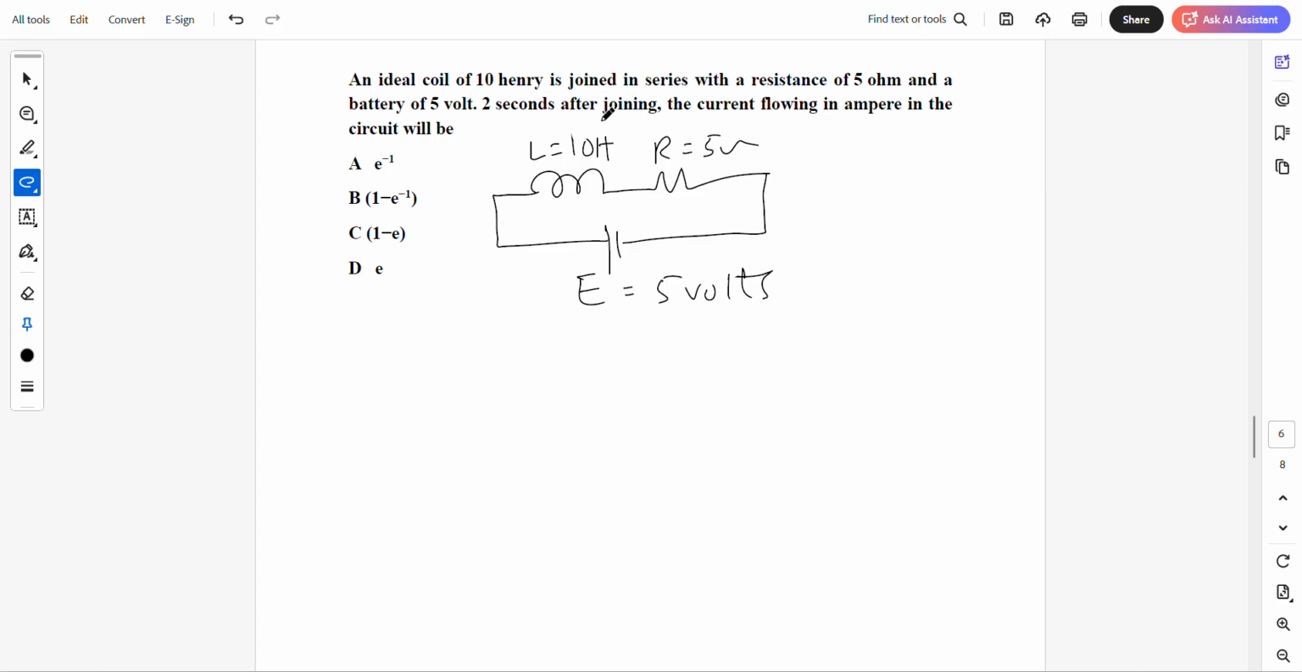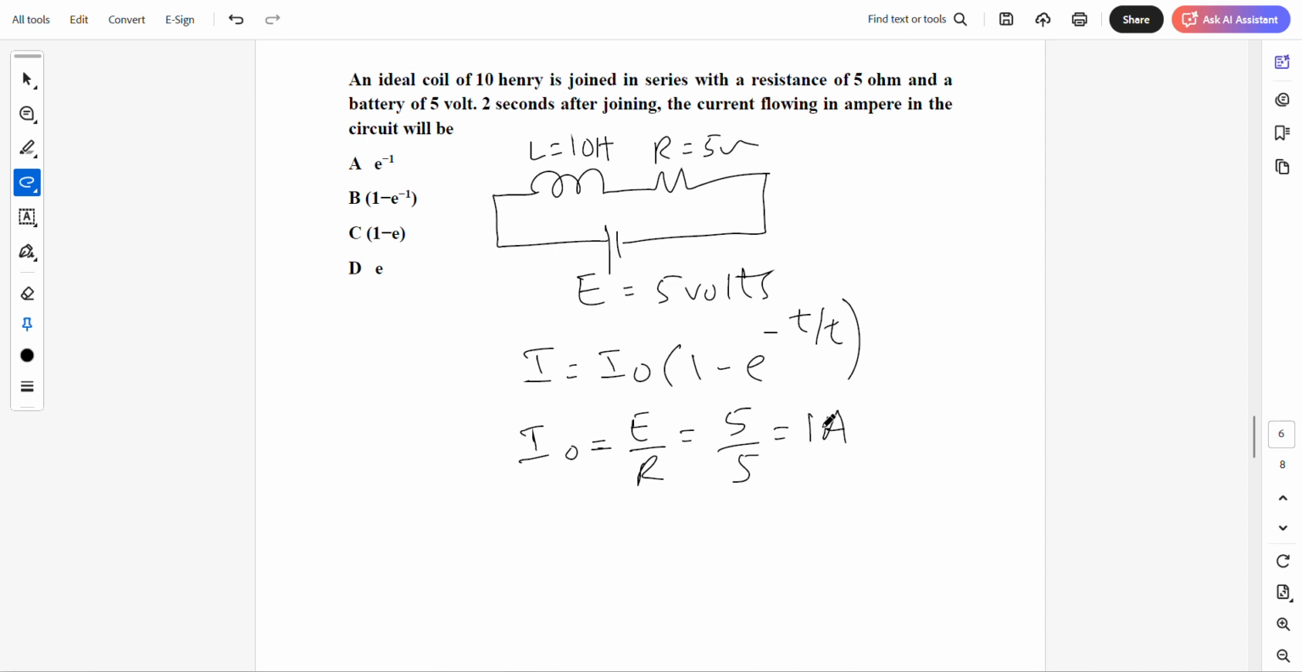You have to calculate the current 2 seconds after joining. We know that I is equal to I naught into 1 minus e to the power of minus t by tau. How much is I naught? I naught is equal to E by R. E by R is 5 by 5, which is equal to 1 ampere. I naught is 1 ampere.